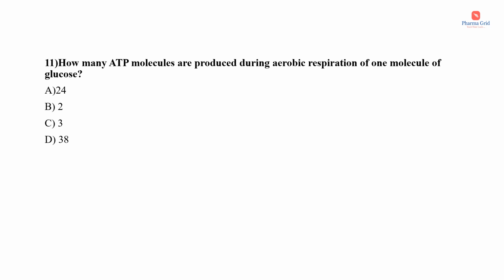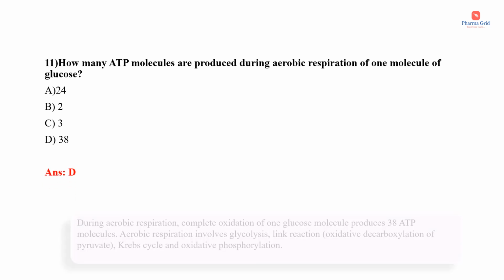Let's begin with question number 11. How many ATP molecules are produced during aerobic respiration of one molecule of glucose? The options are 24, 2, 3, 38. So here the correct answer is option D, that is 38.